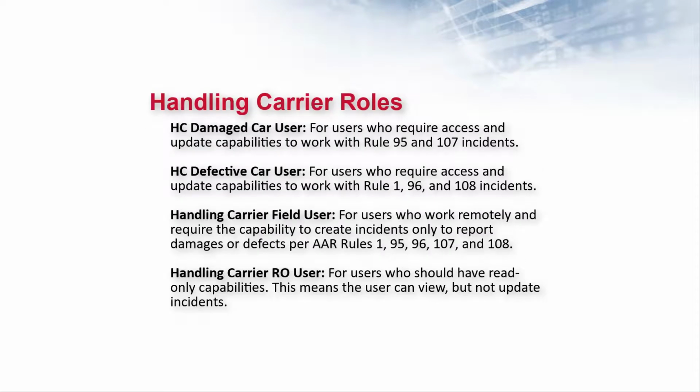If your company is a handling carrier, you need to request one of the handling carrier roles. That is, unless you have the handling carrier admin role previously discussed. That role already includes these permissions. HC damaged car user is for users who require access and update capabilities to work with Rule 95 and 107 incidents. HC defective car user is for users who require access and update capabilities to work with Rule 1, 96, and 108 incidents.